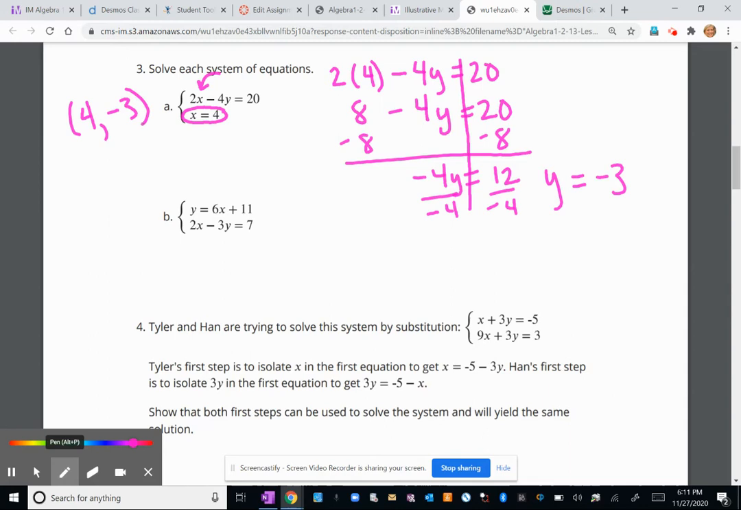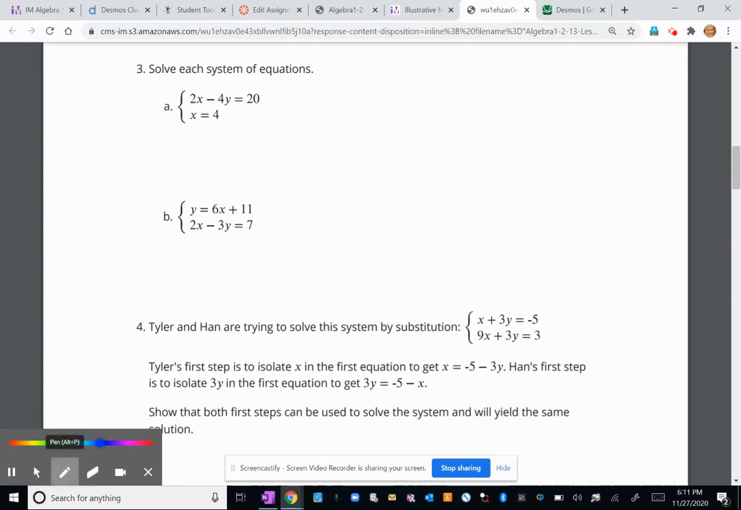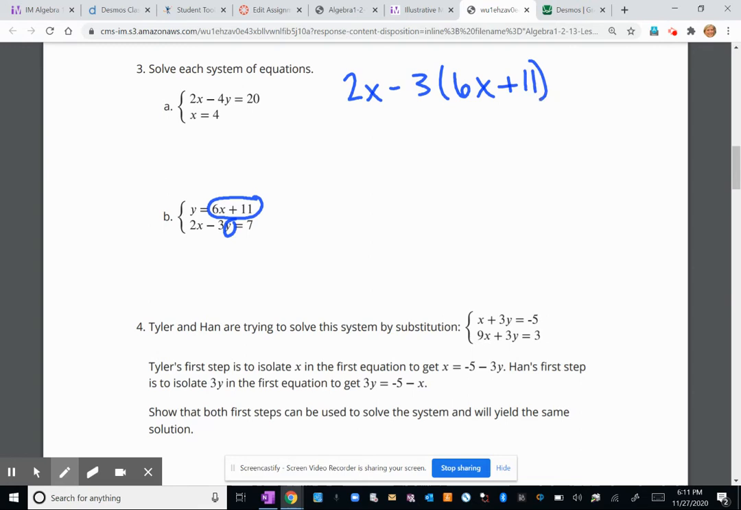And then on part B, I can see that my first equation is solved for y, and the second equation has y in it. So I'm going to take this expression for y here and replace all of it in the second equation. So I have to solve 2x minus 3 times (6x plus 11) equals 7. So I just replaced the y, but kept the rest of the second equation the same.